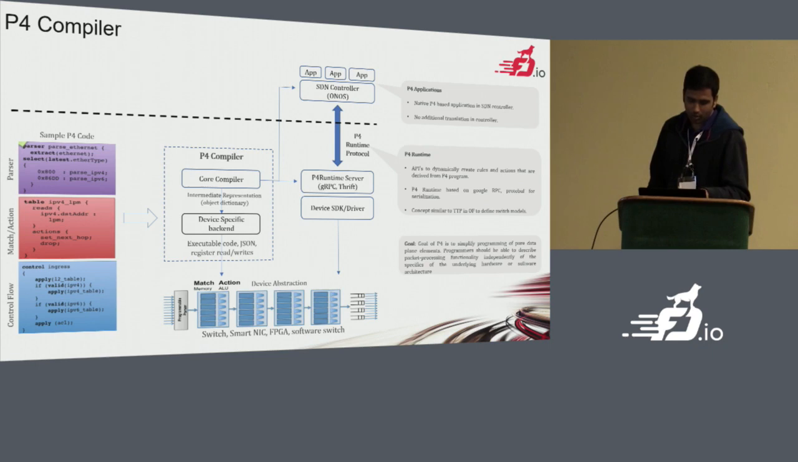Okay. And the P4 compiler also generates a JSON file, which the control plane interface and the applications that are going to interwork with the data plane can both share, so that they know how to communicate, right? And the protocol to communicate between the control plane and the data plane is called P4 Runtime.